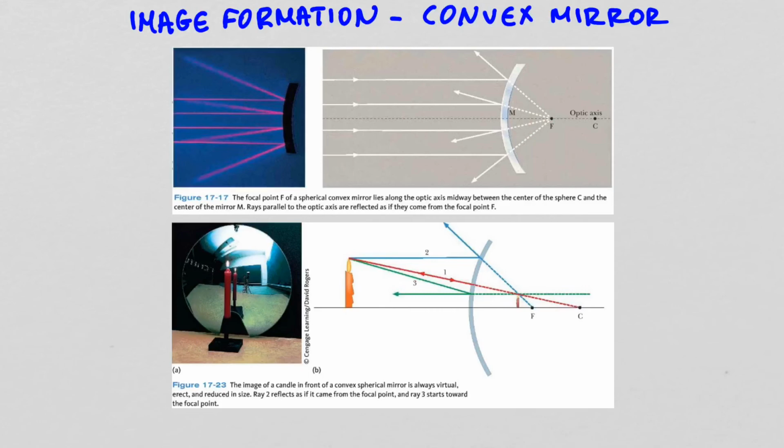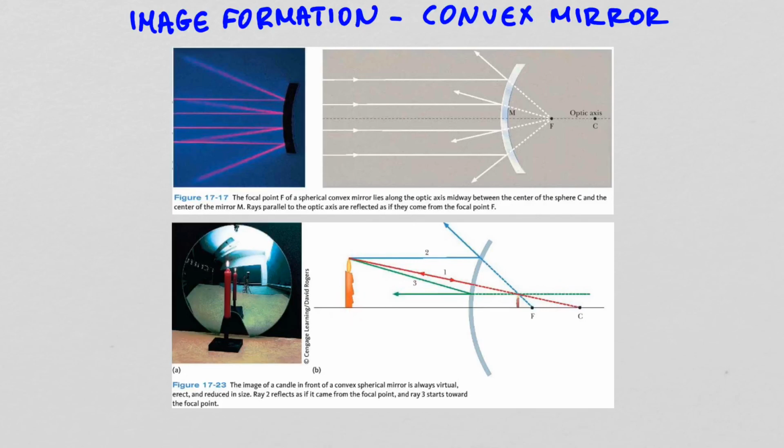So for a convex mirror, the reflective surface is on the back right here. This is the glass part of the mirror, and the focal point is behind the mirror. The center of curvature of the mirror is also behind the mirror. And so in the diagram below, we have an example of how to build the image of an object placed in front of the mirror.